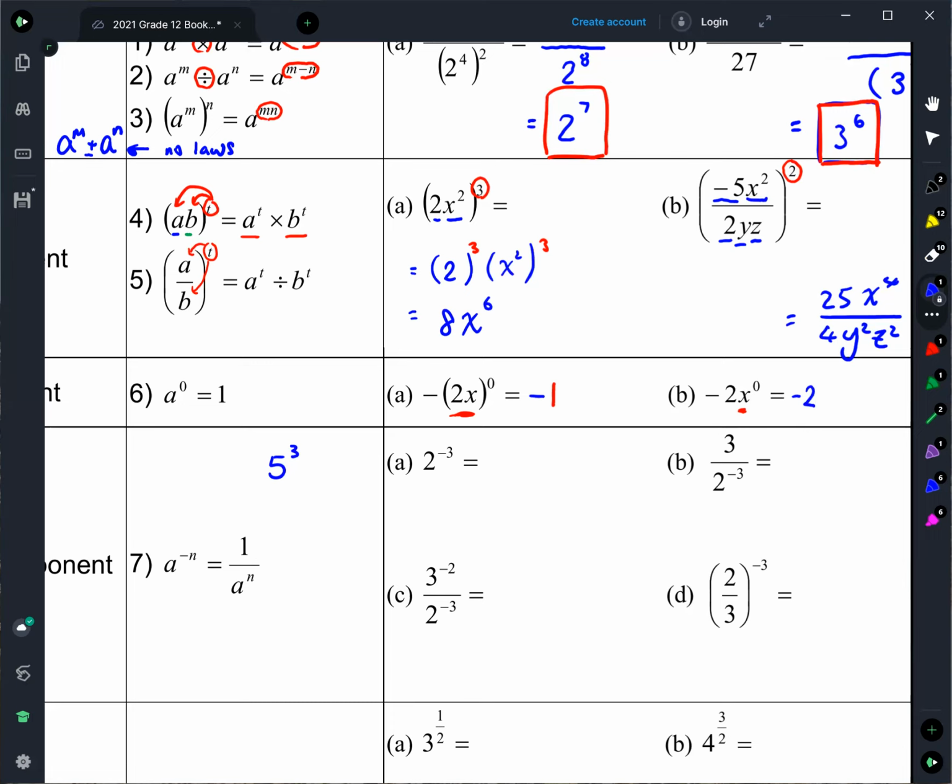Okay? And then the base of the x will become 1. So times it by 1. Okay? So your final answer for B will be negative 2.